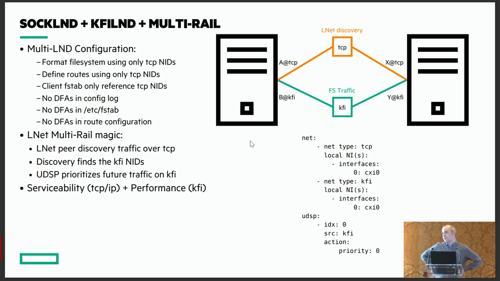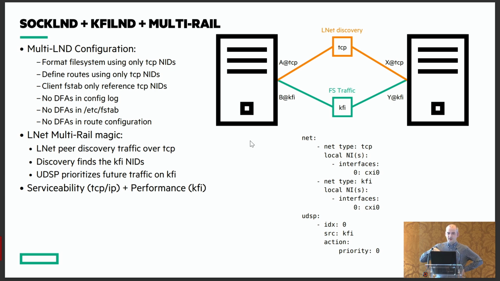and then use UDSP to favor traffic to KFI, right? So the idea here is if you were doing this on a Lustre server, you format your file system using only the TCP NIDs, on your router, in your route tables, anywhere you encode NID information, you just do the TCP NIDs. That way you don't have these DFAs anywhere.